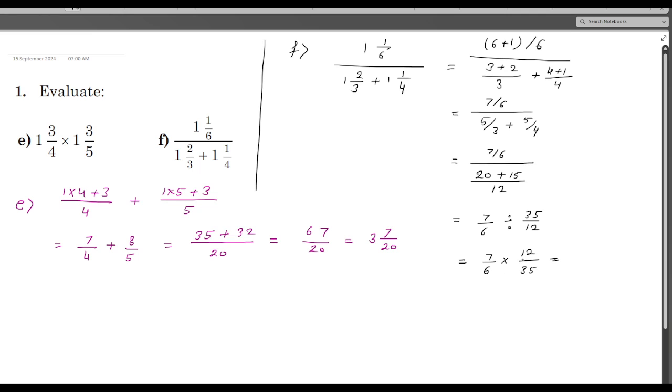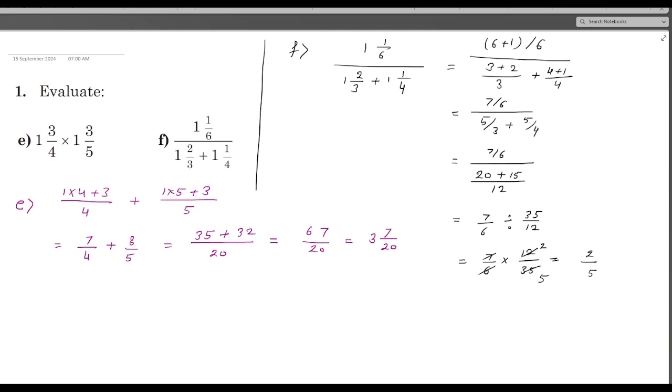Okay, so this 12 can be cut by 6, 6 times 2 is 12, and 35 is divisible by 7, so 7 times 5 is 35. The final result is 2 divided by 5. So 1 by 6 plus 1 1 by 6 divided by 1 2 by 3 plus 1 by 4 is equal to 2 divided by 5.